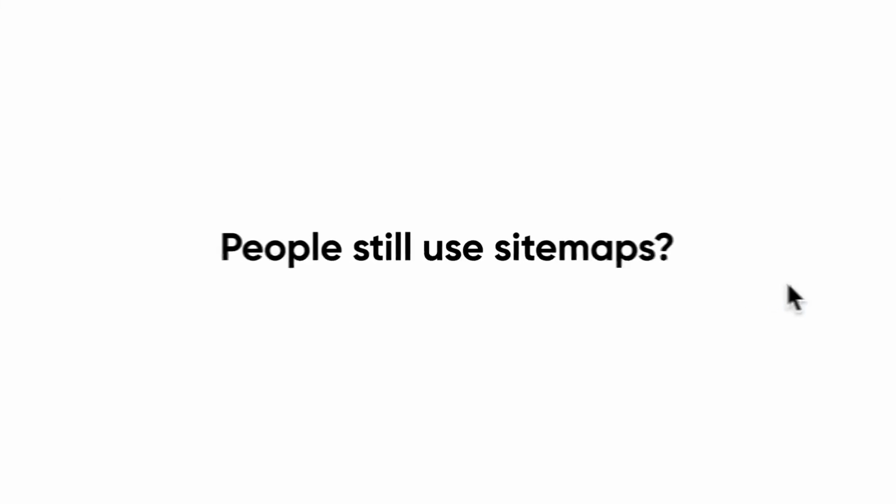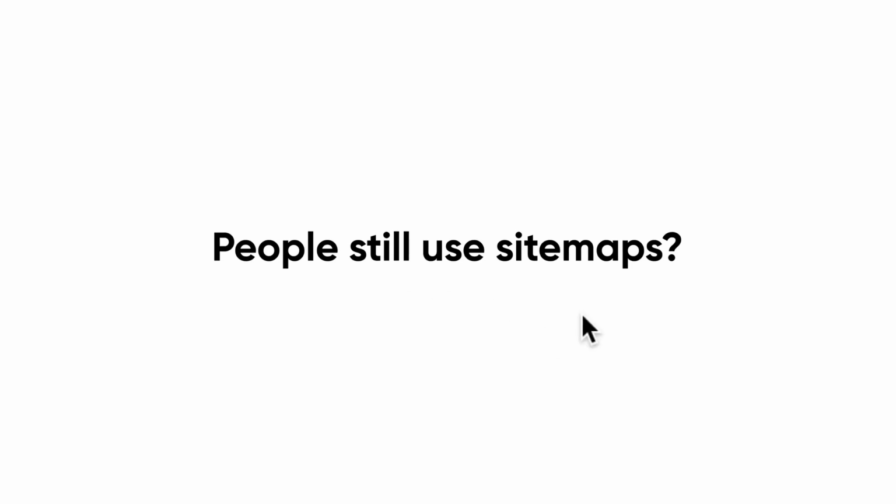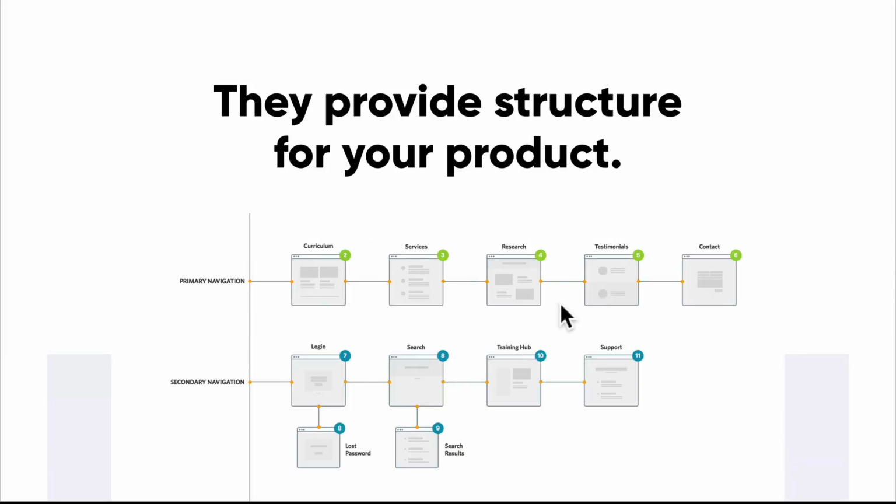So the big question is, people still use sitemaps? Of course they do. It's not just limited to information architecture. Everyone should use sitemaps, especially designers. They help provide structure for your product. Like, look at this. We have the primary navigation, our secondary navigation. We can really plan out all the different navigation schemes within our product.